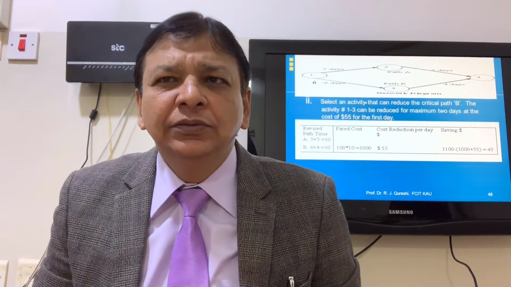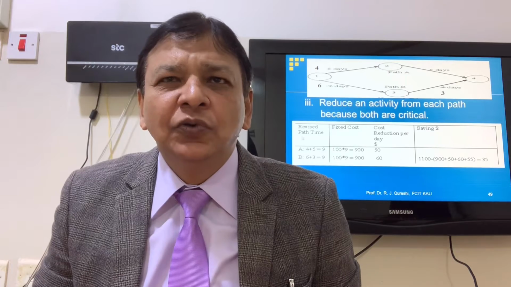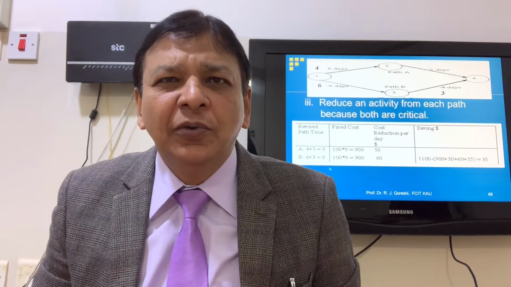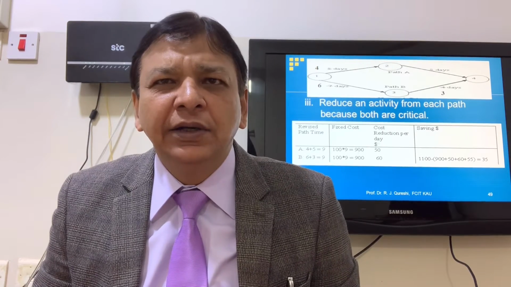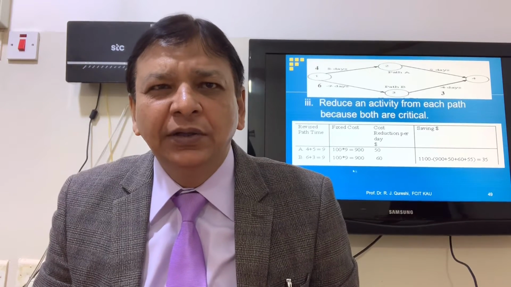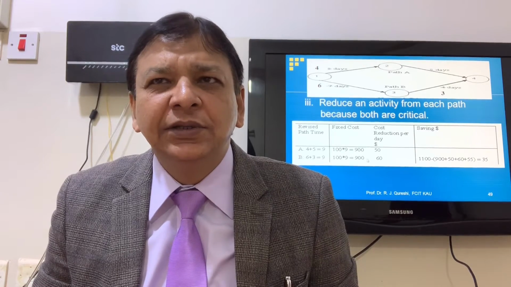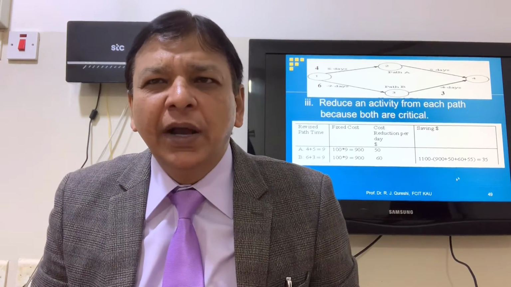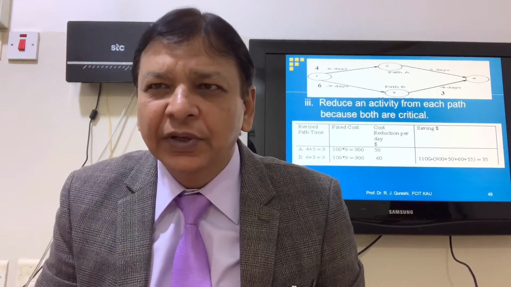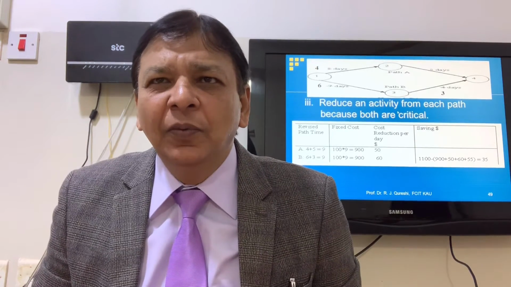We cut down 1 day from 1 to 2, it will become 4. So 4 plus 5, 9. 6 plus 3, 9. 9, 9. Now both are critical. 100 into 9, 900. So from path A, 1 to 2, extra cost $50. And from 3 to 4, extra cost is 60. Saving is 1100 minus 900 plus 50 plus 60 plus 55 for the first day, $35 saving, and we reduced 2 days. So we will go back to our table.